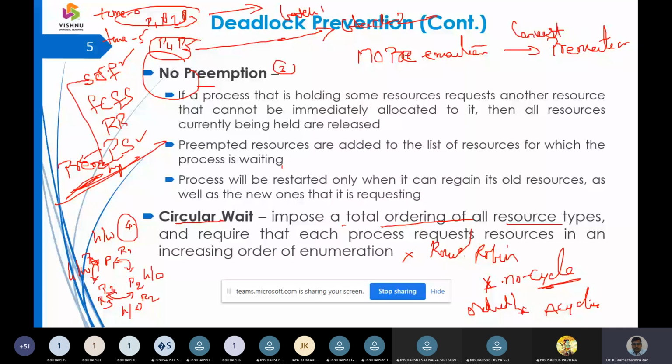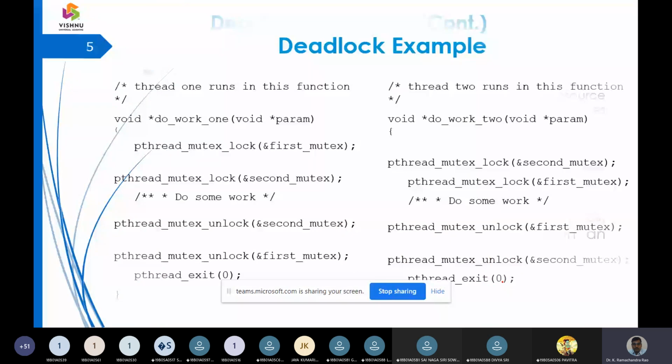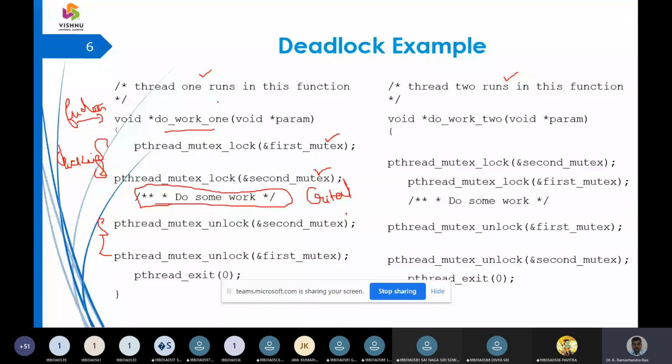So here is an example of a deadlock scenario. We can see that there is a thread 1 and another thread 2. Here we have a function named do work 1, and it is going to implement some mutual exclusion. This ensures that at most one process is taking it up, and there is one more mutual exclusion. We call this the locking phase. These elements are called the locking phase, and here do something is nothing but some critical section.